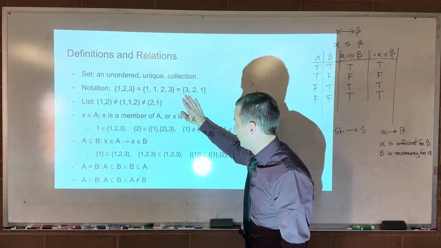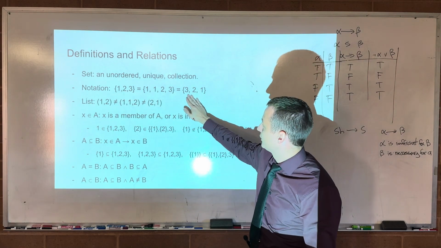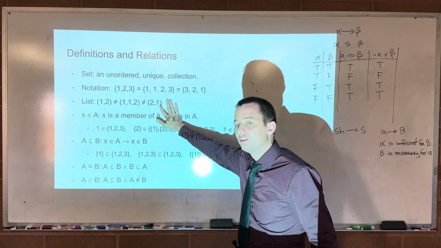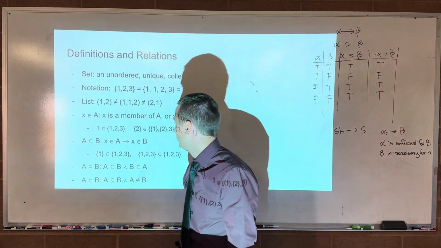And then order doesn't matter. So the set 1, 2, 3 is identical with the set 3, 2, 1. The order that you write them doesn't matter. Duplicates don't matter. So it's an unordered, unique collection. That's what we mean by that.